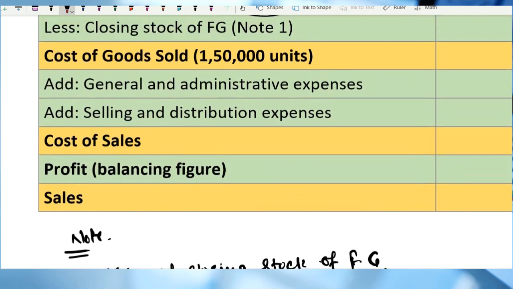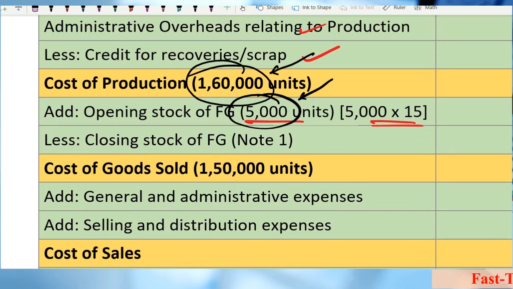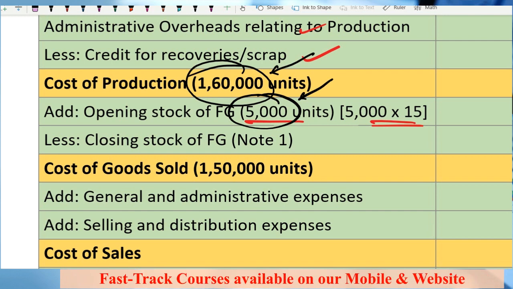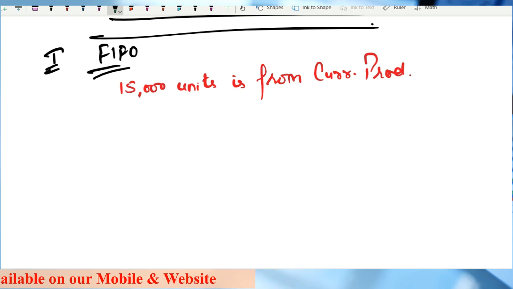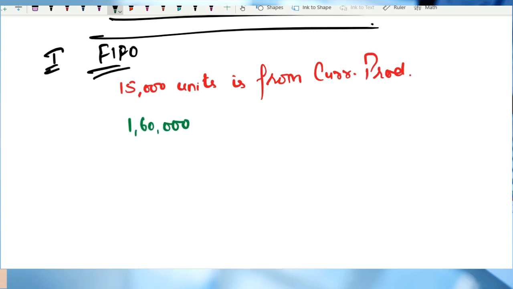Right? The FIFO method says the 5,000 opening units have been sold. Obviously, sir, they would have been sold. So what is left is from the 1,60,000 current production. Now tell me one thing: for the 1,60,000 units that you have manufactured, what is your cost?